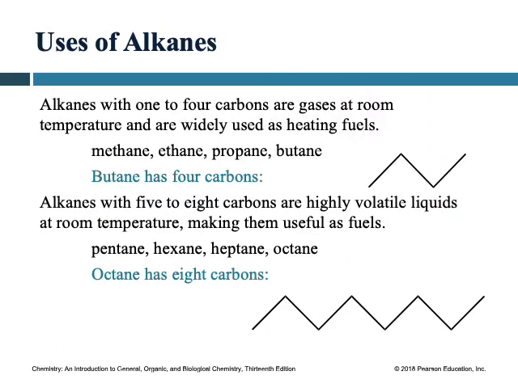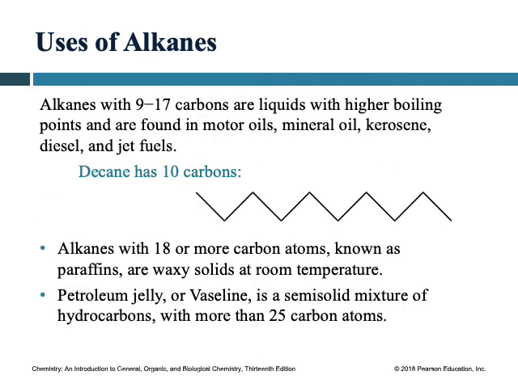We all know the alkane with 1 to 4 carbon atoms are gas at room temperature, and they are widely used as heating fuels like methane, ethane, propane. Alkane with 5 to 8 carbons are normally used as a fuel, like pentane, hexane, heptane. And alkane with 9 to 17 carbons, with a long carbon chain, is normally used as motor oil, mineral oil, kerosene or jet fuels, right? So we have many uses of different alkane depending on the length of the alkane.